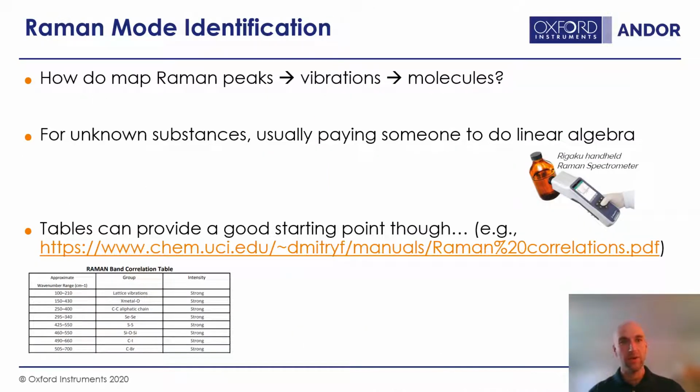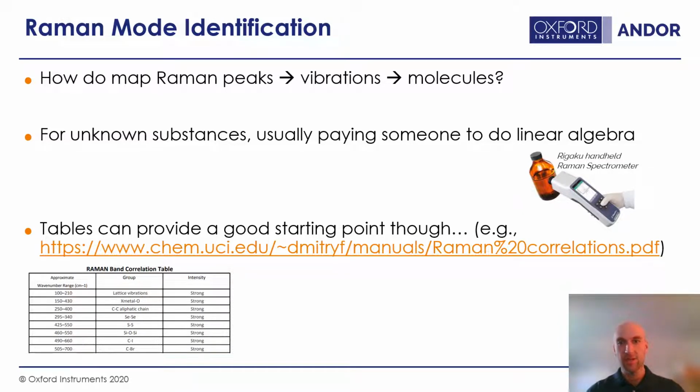So how do you actually identify Raman modes if you measure, say, an unknown molecule or unknown composition, unknown mixture? How do you look at those peaks and say, this is likely to be that? How do you map peaks to vibrations to molecules? For unknown substances, that could be quite complicated. Say you have a mysterious clear liquid in an unlabeled amber bottle. Someone was being very bad with their waste handling practices.